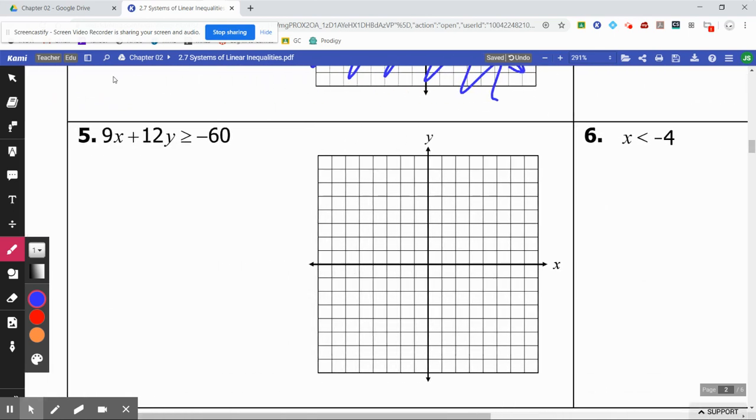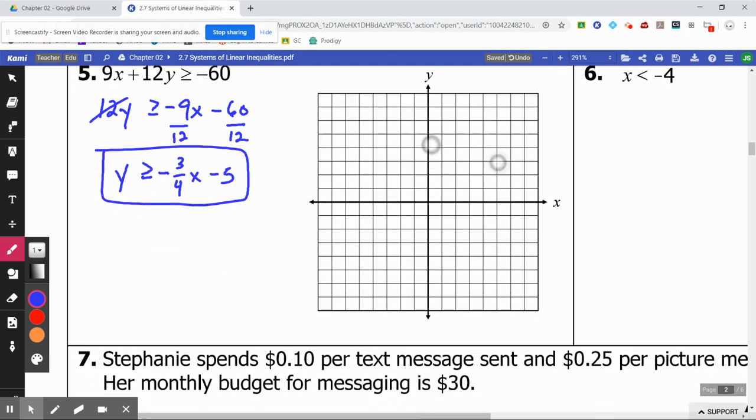Number 5, move your x term. We now have 12y is greater than or equal to 9x turns to negative 9x. Divide everything by 12. Since 12 is not a negative, you do not flip it. You get y is greater than or equal to negative 9/12, negative divided by positive, reduce it, that's negative 3/4. Negative 60 divided by 12 is negative 5. So here's what you're graphing.